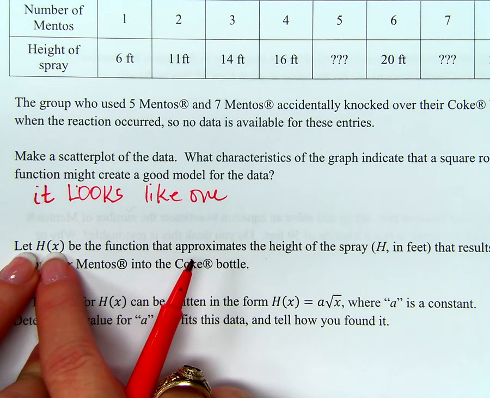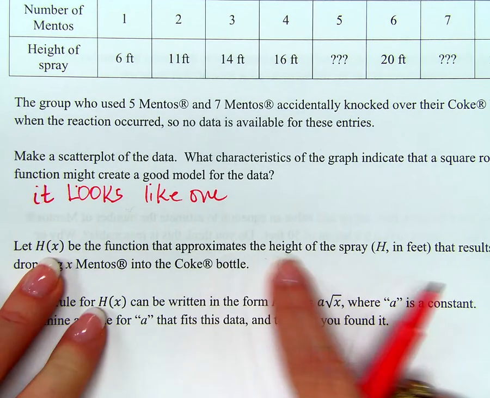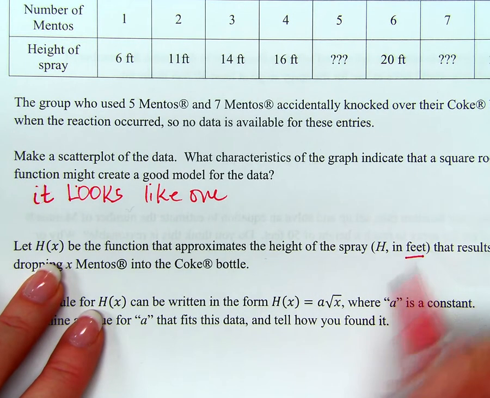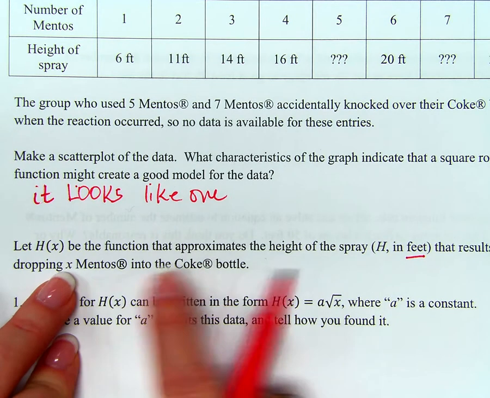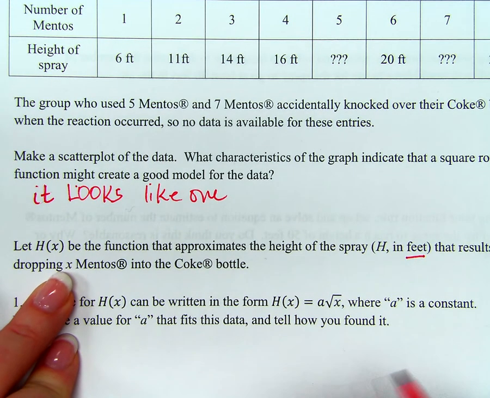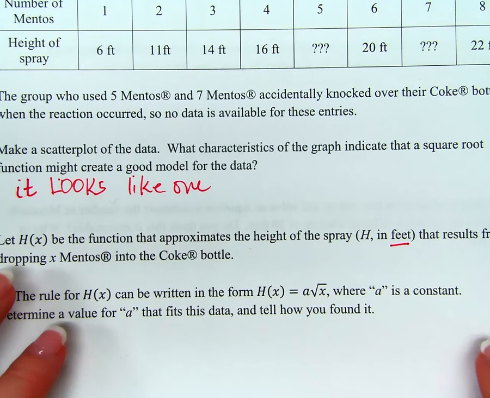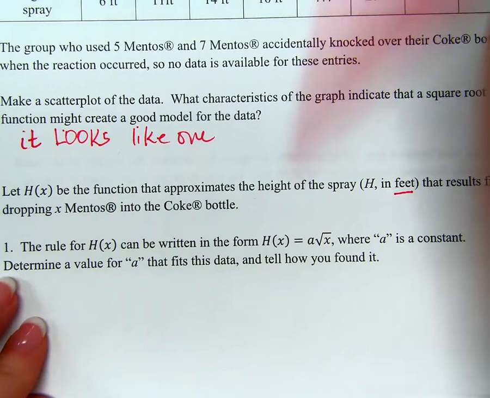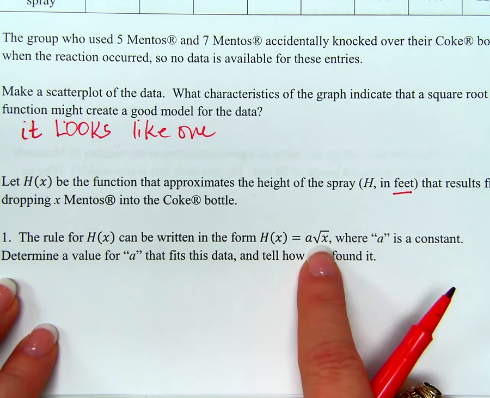It's saying we're going to call the function h of x. We're giving it a name, h of x. It's going to approximate the height of the spray, and it's very clear that we're talking about height in feet. If we drop so many random number of Mentos into a Coke bottle. Does that translate well? Is that better? Are you guys, I think, getting much better at translating math to English and English back to math? Is that true? Good.